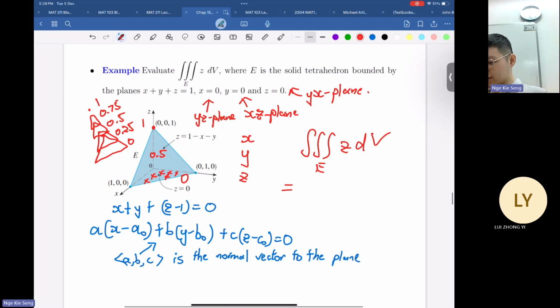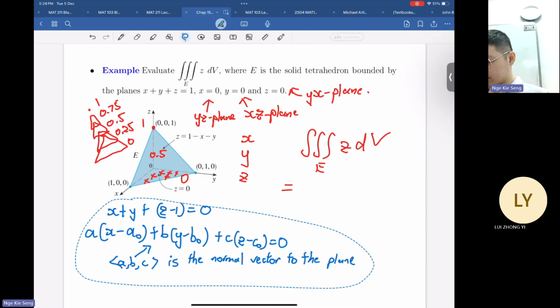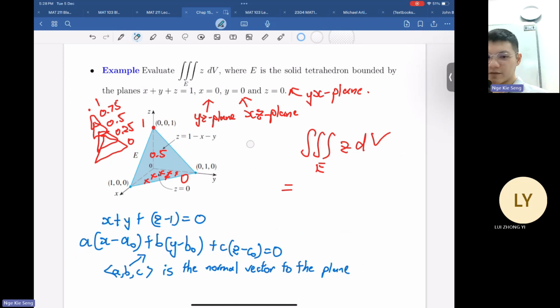Which direction do you want to fix? Z first. Okay, let's fix Z first. Here I got prepared 6 methods already. So we start with Z, and then which one do we do next? Y, X. Okay, let's do this.